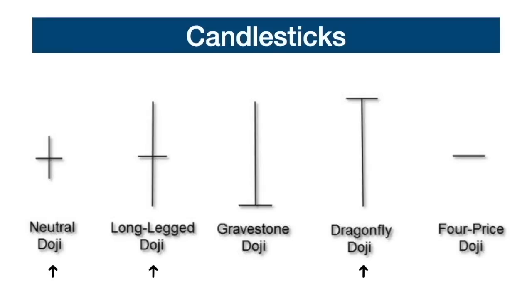The gravestone doji is the opposite of the dragonfly doji, and it has a long upper shadow and an absent lower shadow. This candle shows that buyers moved the price up during the session, and by the end, sellers pushed price back down to the opening price. The four-price doji has no upper and lower shadows, and if it does, they are really short. This candle is very rare and gives rise to potential trend reversals. This candlestick is mainly found in the lower timeframes.